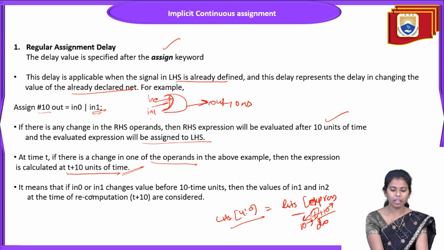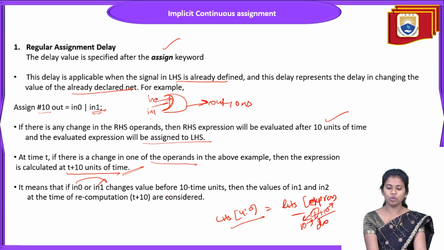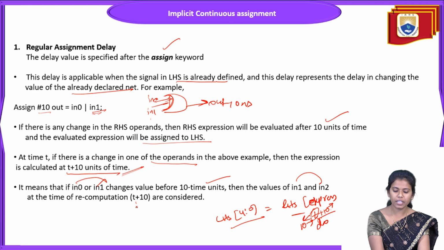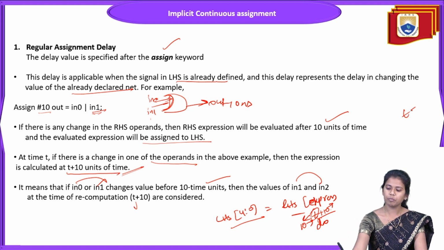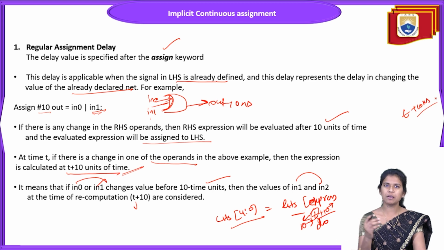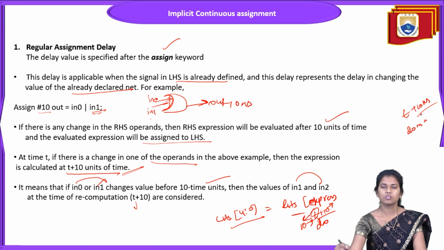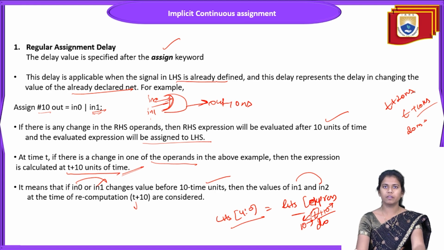It also means that if both inputs change value before the 10 time units elapse, the values at t plus 10 are considered. So if both input 1 and input 2, or input 0 and input 1, change and the delay is 10 nanoseconds, obviously the output appears at 10 plus 10 nanoseconds. For example, if I give a delay of 20 nanoseconds, my output will be observed at t plus 20 nanoseconds.